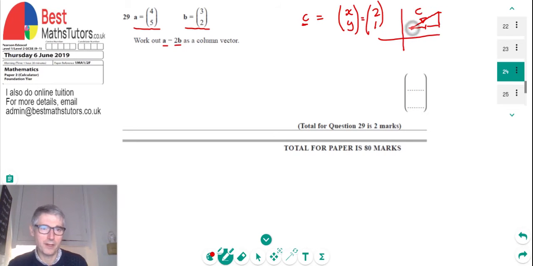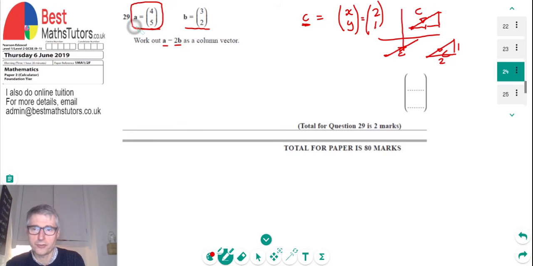So when I've got a vector, it could start from any point as well. A vector is just a line with a distance and a direction. So C could also be represented there or anywhere. It's movable. As long as it goes across by 2 and up by 1, then it is the vector C. So what we've got to do is look at these two column vectors and work out what A minus 2B would be.